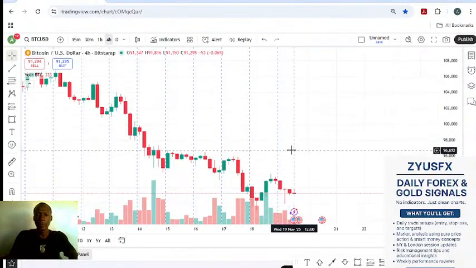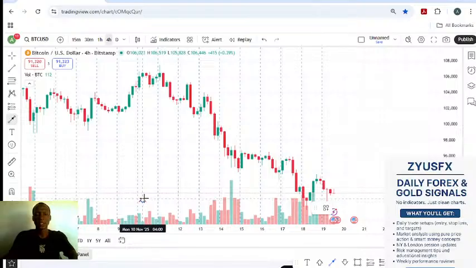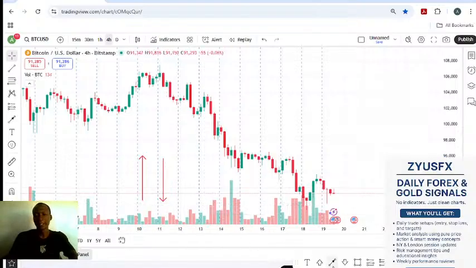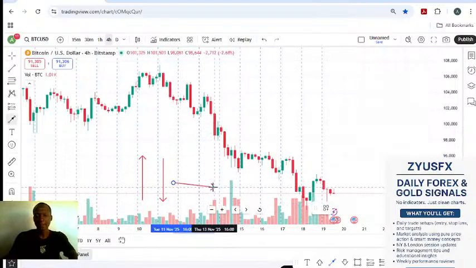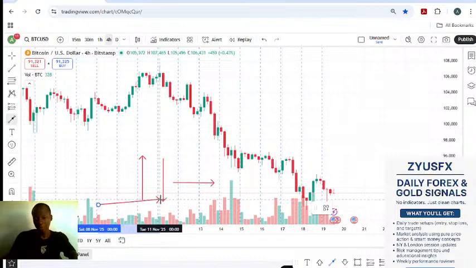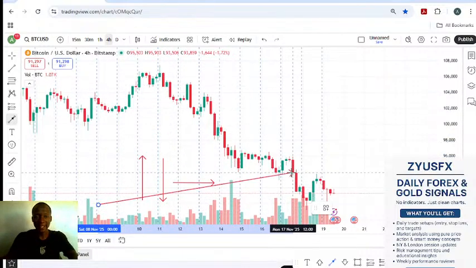So we are on Bitcoin USD, and let me ask you guys a question. What do you think is the trend of the market currently? Is the market bullish? Is the market bearish? Or is the market moving sideways? What phase is the market in? If you say the market is bearish, you are correct, because the market is clearly trending down. You can see the structure of the market.